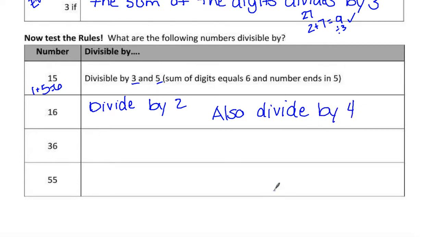All right, I want you to try 36 and 55 on your own. So pause the video, tell me what 36 and 55 are both divisible by, and then unpause it and you can check it.